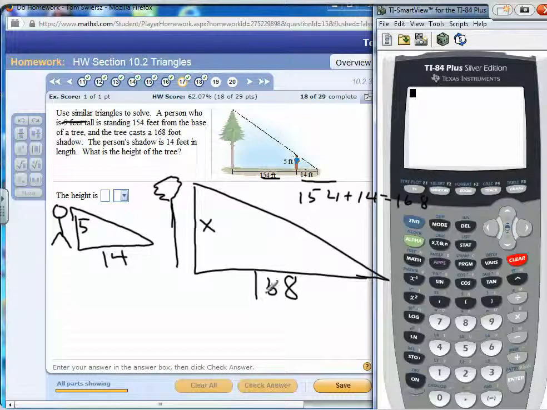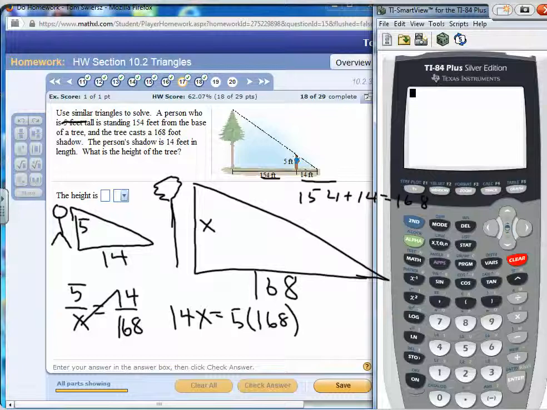So we'll set up a proportion, height to height and shadow to shadow. So 5 is to x as 14 is to 168. Cross multiply. 14x equals 5 times 168. And then we would divide by 14. X is going to be equal to 5 times 168 divided by 14, okay?